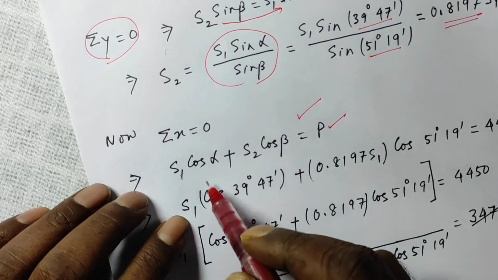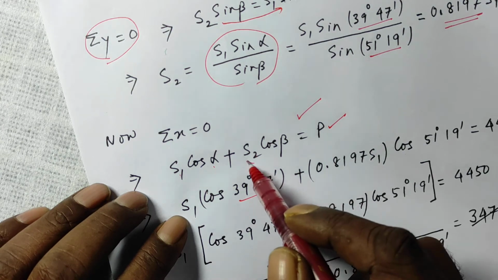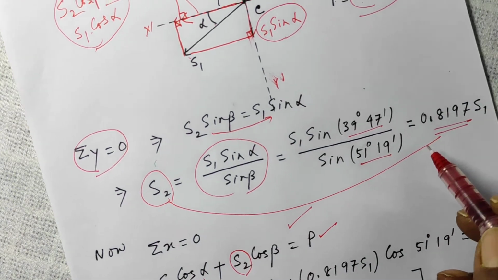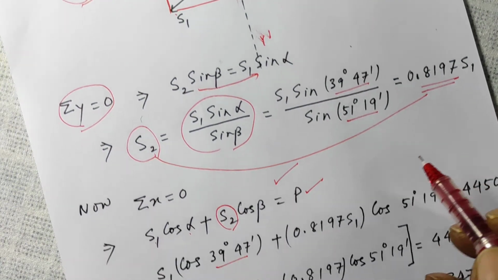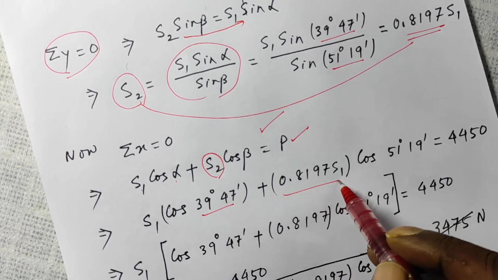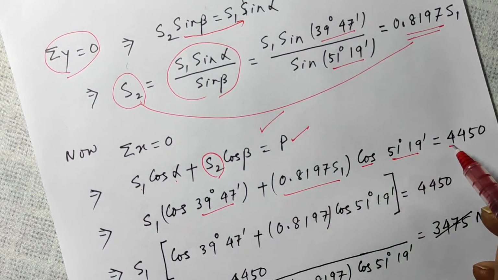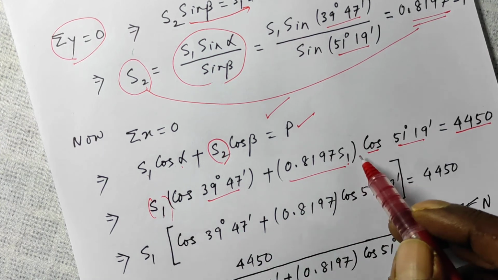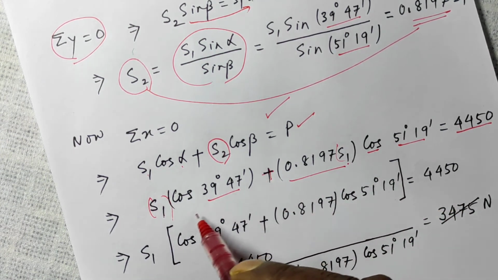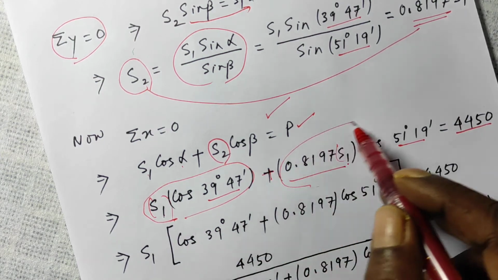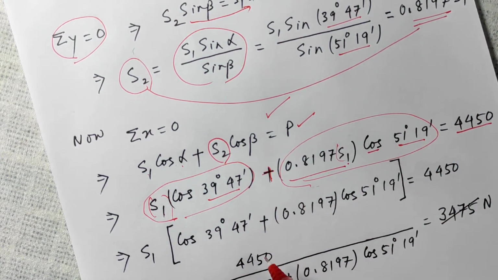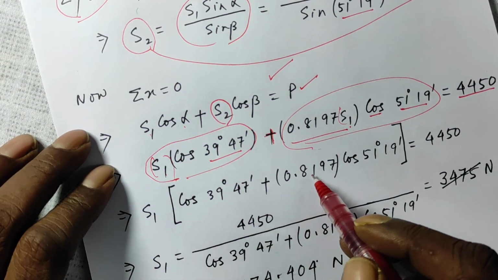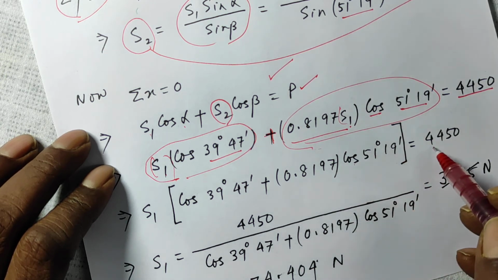Now S1 cos alpha, and for S2, which I just calculated as 0.8197 times S1, I substitute here 0.8197 S1 times cos beta, which equals 4450. Now there is S1 here and S1 here, and there is an addition, so there are two terms, this is one term, this is another term, with a positive sign. So S1 is taken common, and I am left with cos 39 degree 47 minutes plus 0.8197 cos 51 degree 19 minutes, that is this much.